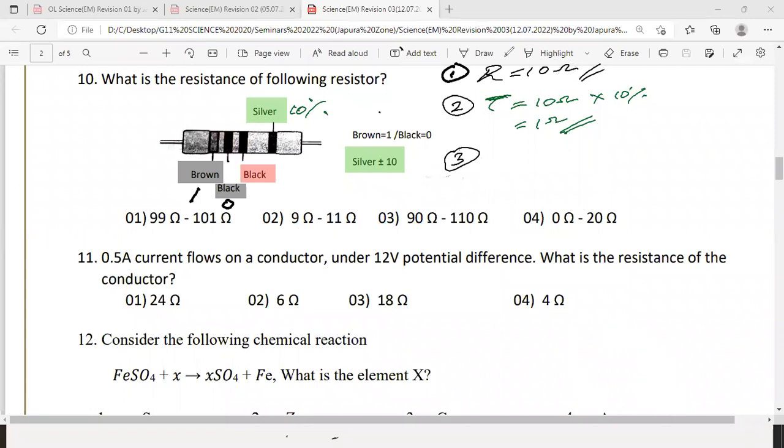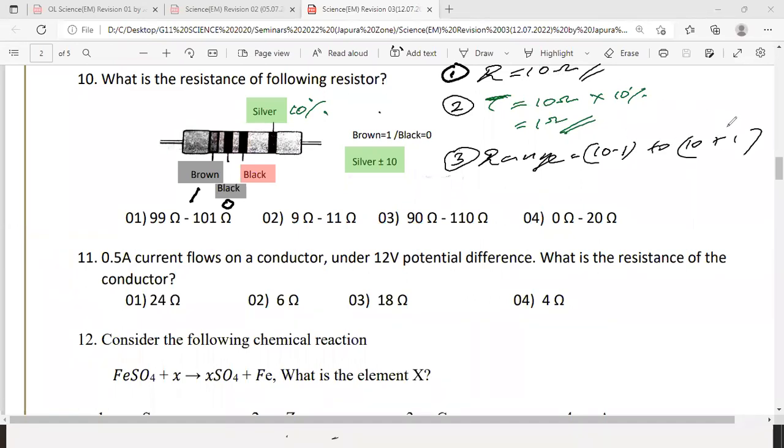Now actual value 10 ohms, but it can increase by 1 or it can decrease by 1. It should be actually plus or minus 1. It should be 10%. So then final answer is what? Range. I'll write here range. Range equal 10, range of the resistance. Range equal 10 minus 1 to 10 plus 1.